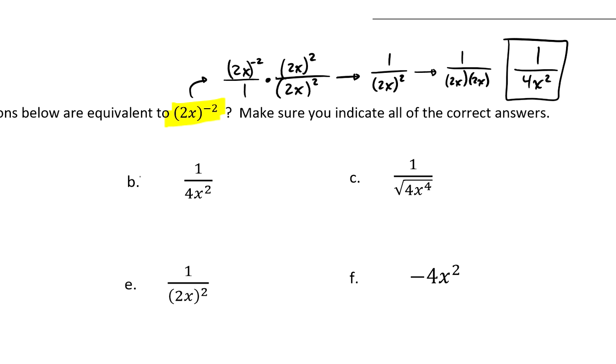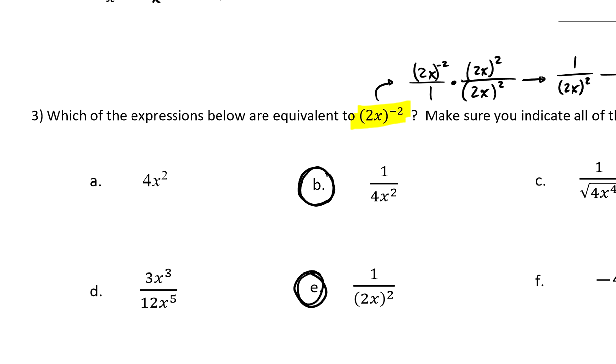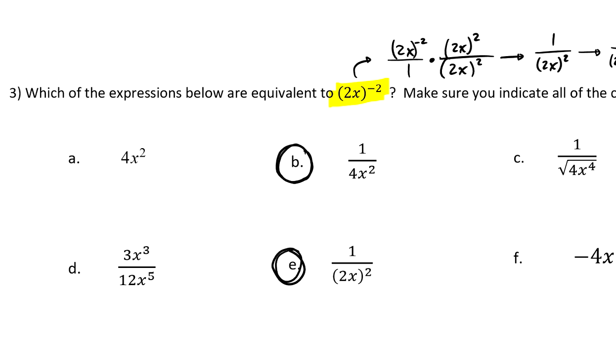Well, obviously right away, and this is convenient, B is 1 over 4x squared. Another thing I noticed right away is if you look at my process of simplifying this expression, I had 1 over (2x) quantity squared. Well, that's E. So I have identified that both B and E are equivalent to 1 over 4x squared. Let's keep looking. Well, A is not possible, right? That would be like saying 2 and 1/2 are the same. They're reciprocals of each other, but A is not equivalent.